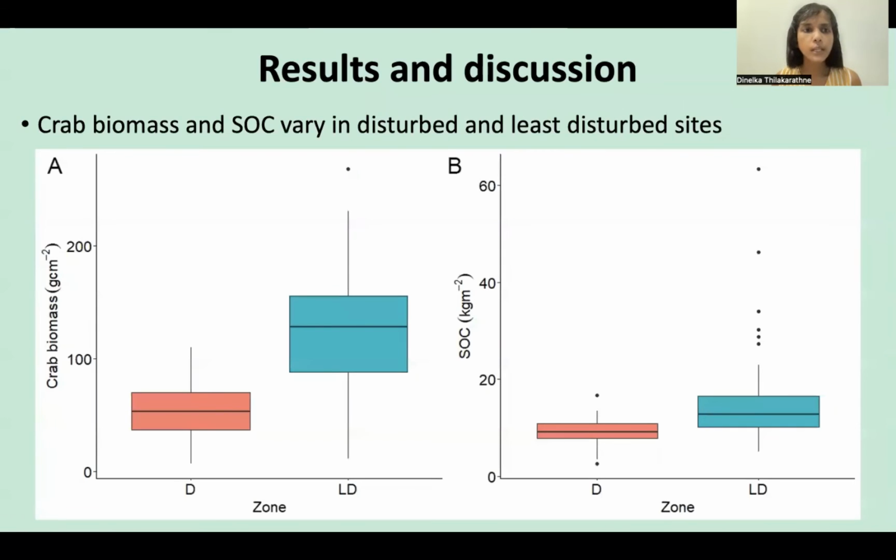Then we wanted to look at how crab biomass and soil carbon vary between the disturbed and least disturbed sites. We plotted a box plot to get an idea, and we found that the crab biomass as well as the soil organic carbon is least abundant in the disturbed sites compared to the least disturbed sites. It is mainly because of the low number of crabs in the disturbed sites due to human activities.